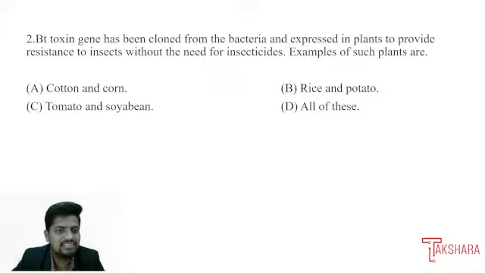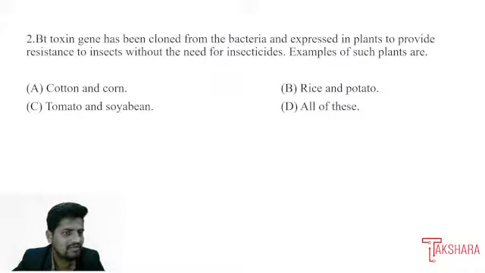The Bt toxin gene has been cloned from the bacteria and has to be expressed in the plant, for production of resistance to insects without the need of insecticides. And give an example for such plants, they are asking.